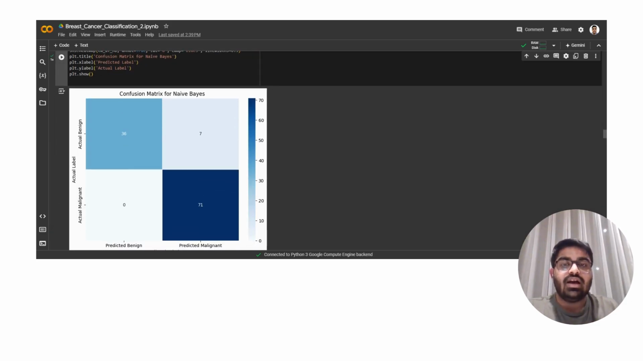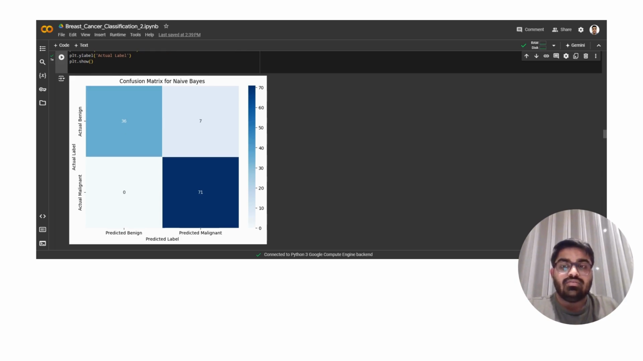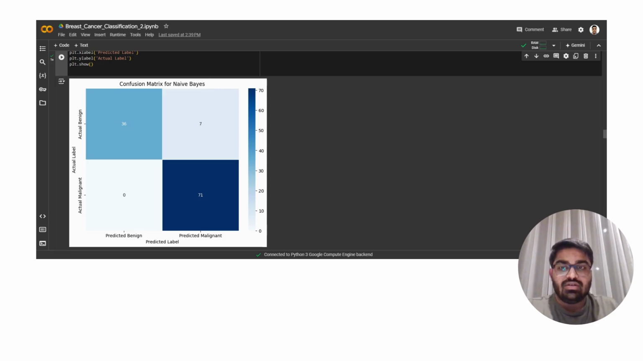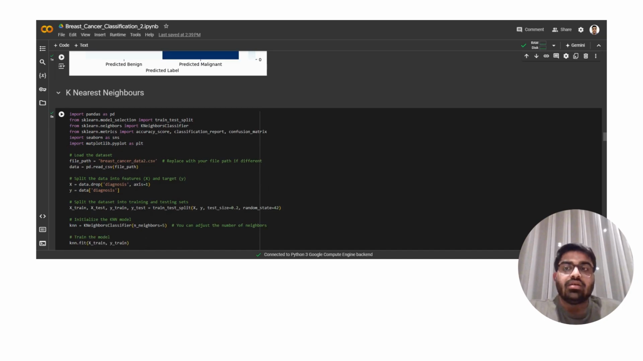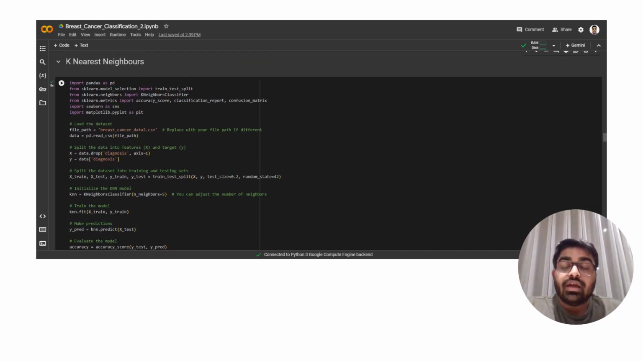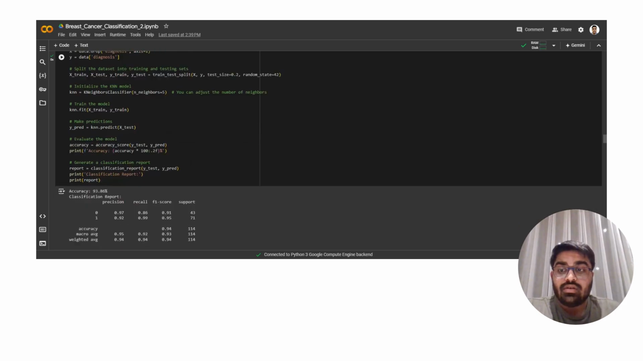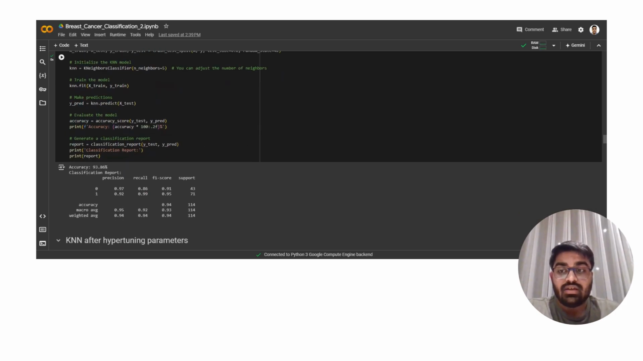Naive Bayes doesn't really have a feature importance, because it doesn't rely on features, it relies more on the clusters itself. So now moving on to k nearest neighbors. So k nearest neighbors, again KNN classification.